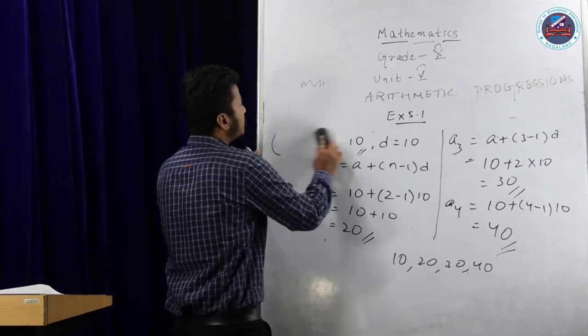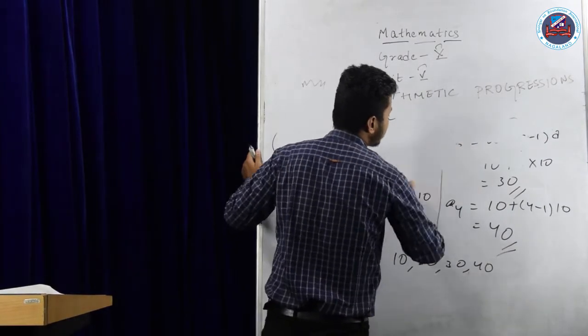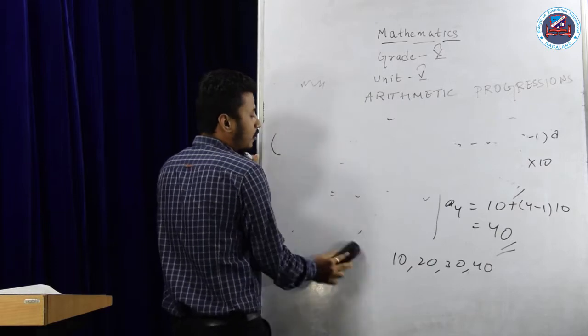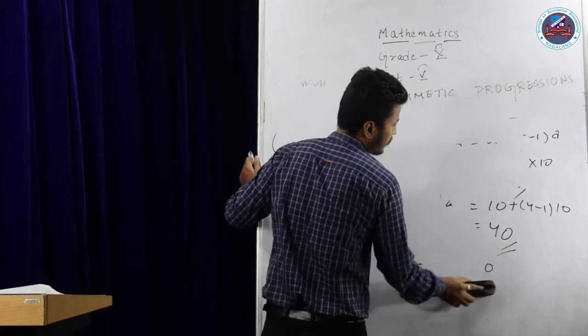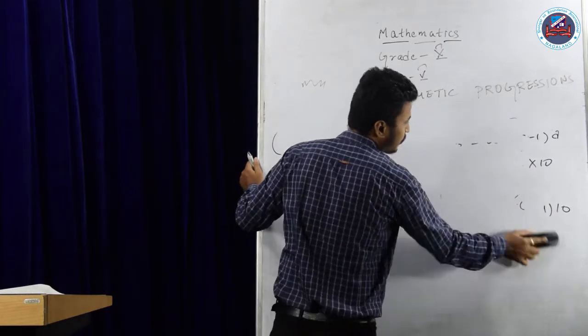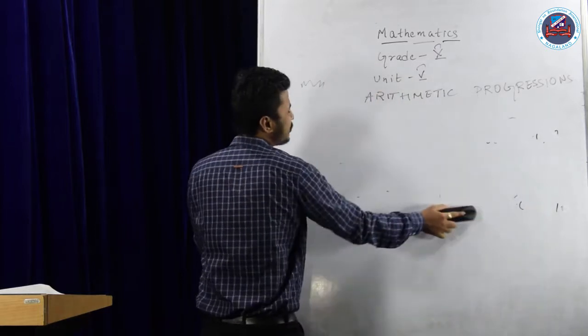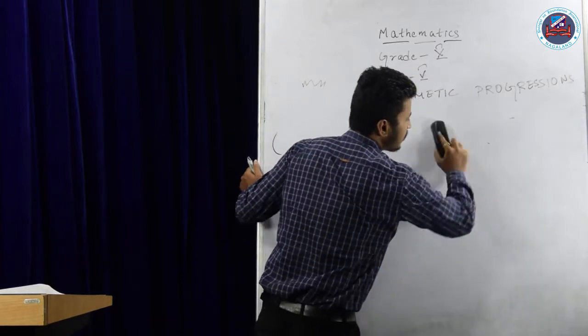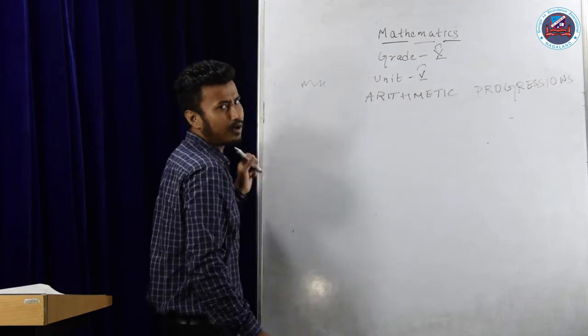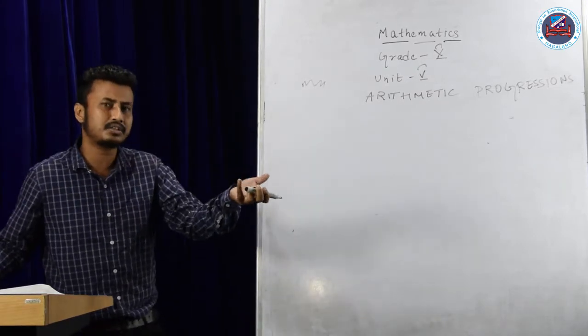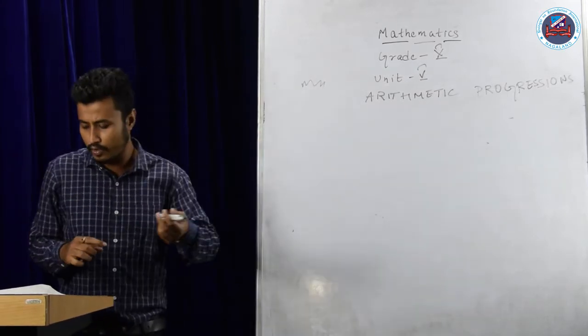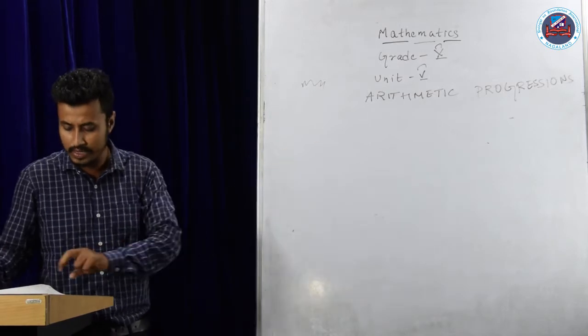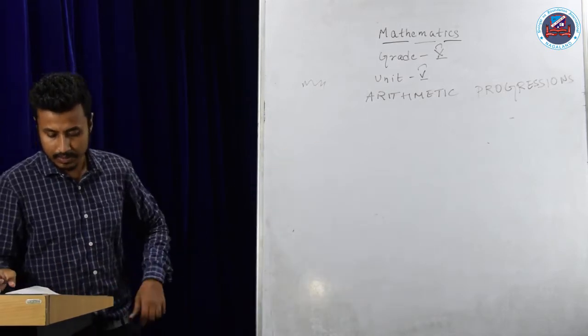Exercise 5.2, question number 4. See, you might ask me, sir, why did you omit so many questions? Because all the questions are similar to each other. You can easily solve it. There is not much difference in all of the questions. You have to find first term, common difference, third term, fourth term, like that, for which I have already given you formulas. Let me start from question number 4.